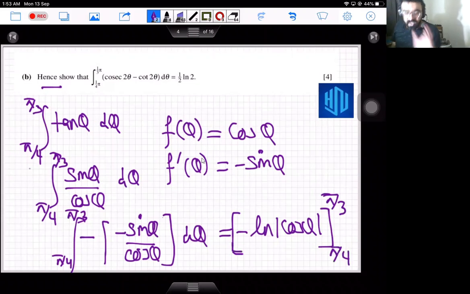Now this minus ln cos theta can be expressed as ln cos theta raised to the power minus 1, which can be expressed as ln 1 over cos theta, and eventually you can write ln sec theta as well. But we are not required to do so. We are just required to put the limits over here and prove this value, which is half ln 2, which is supposed to be your final answer. So you don't need to express minus ln cos theta like ln sec theta. What you need to do is just apply the limits over here.